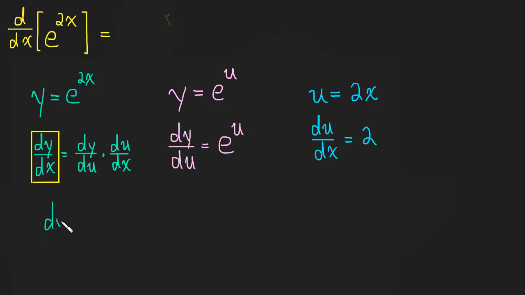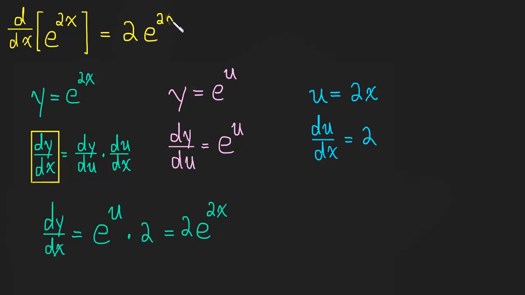So dy dx is equal to dy du, that's e to the u, times du dx, that's just 2. And that's our derivative. But here we started in x's, so we don't want to end with a u in the answer. So we'll just say, hey, what was u? Well, u was just simply 2x. So this is e to the 2x times 2. Or maybe more simply, just 2e to the 2x. So that's our final answer, 2e to the 2x. And we use the chain rule to find that derivative.